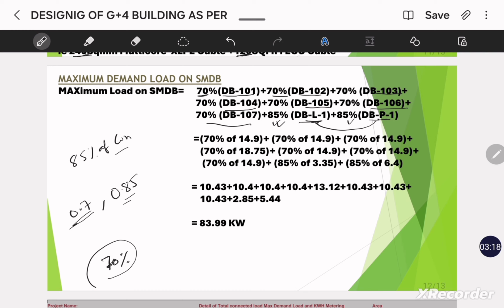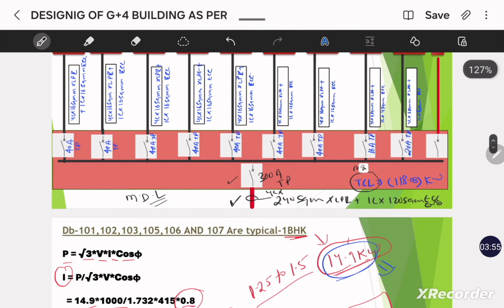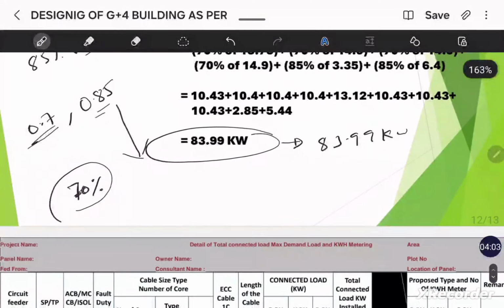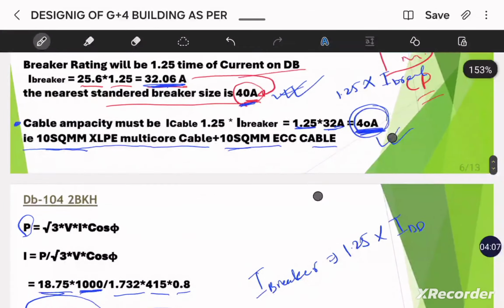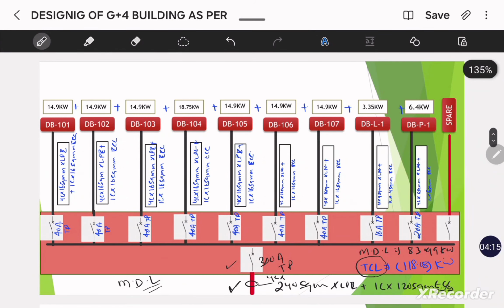You can choose 90% also, because there is no straight formula to calculate the maximum demand, and we can only assume by considering the load nature. So I took it as 85%. When we calculate the numeric value, we get the total maximum load on the SMDB as 83.99 kilowatt. So here in the SLD, we will update the maximum demand load as 83.99 kilowatt. I hope now you are very clear with the SMDB designing.